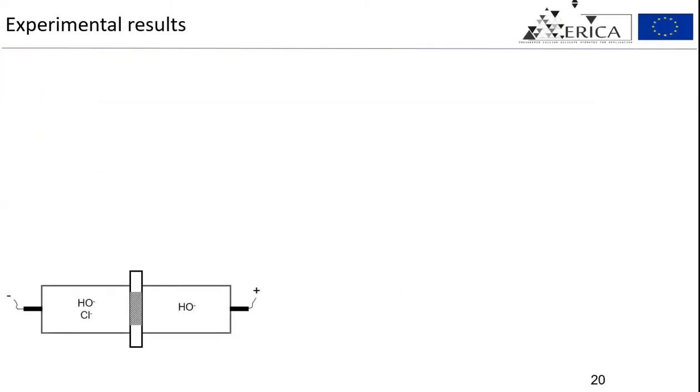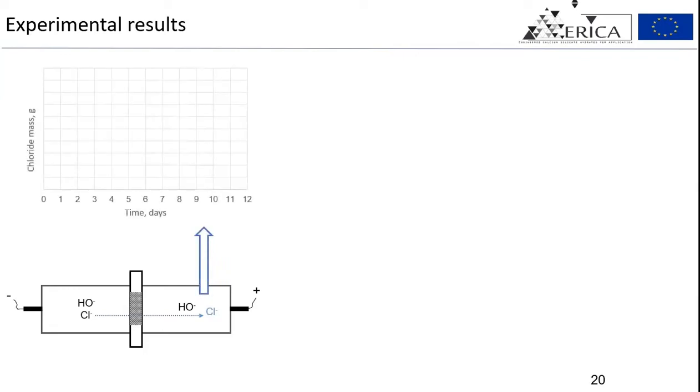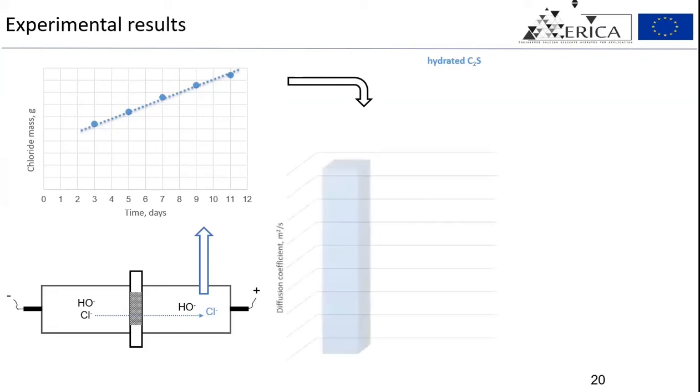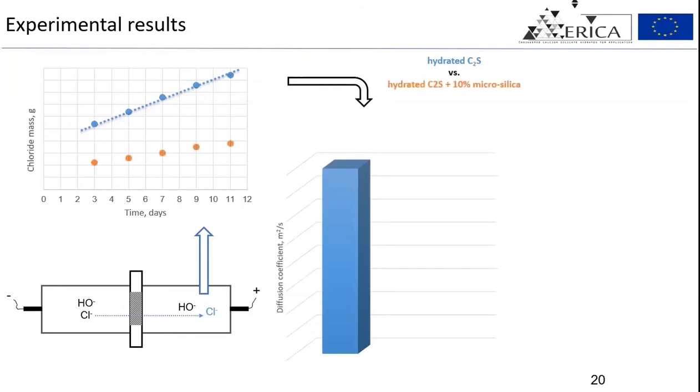By measuring the increase of chloride content in the downstream compartment, we can plot the amount increase over time. The slope of the curve together with other parameters is used to determine the chloride diffusion coefficient. For the hydrated B-light matrix, the values tend to be slightly higher than a hydrated OPC at the same water-to-binder ratio. But when the B-light is hydrated together with 10% microsilica, the diffusion coefficient is significantly reduced, showing that the CSH matrix is more resistant towards chloride penetration.